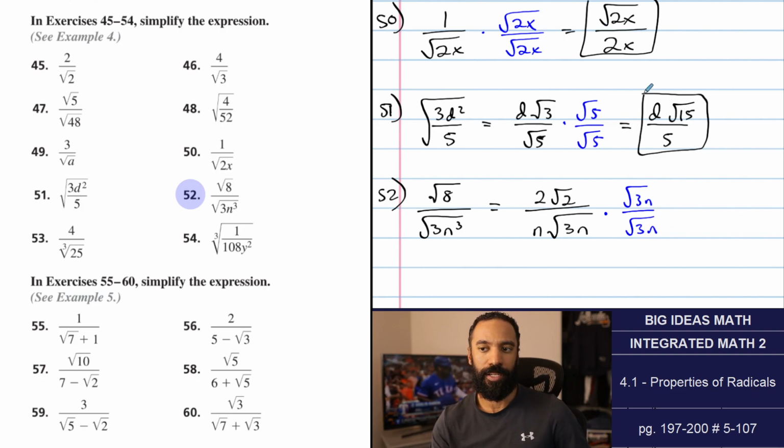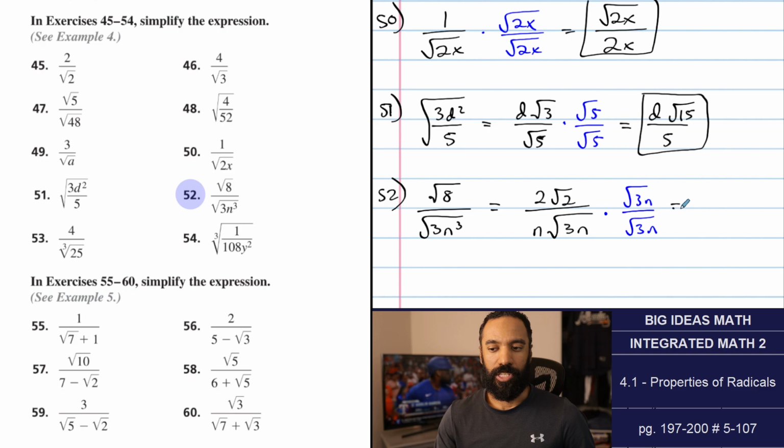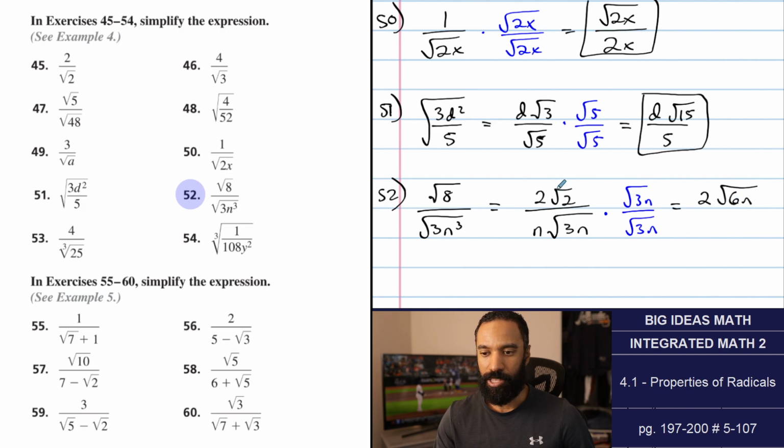I think I won't have to simplify more on top again and reduce afterward, at least not as much. This becomes 2 root 6n. That 2 times that 3 multiply. On bottom, root 3n times root 3n is 3n.